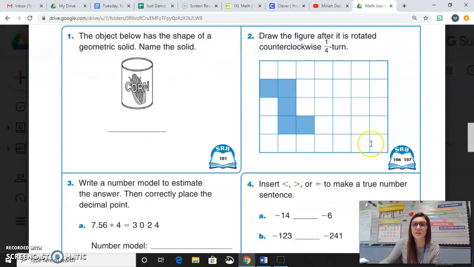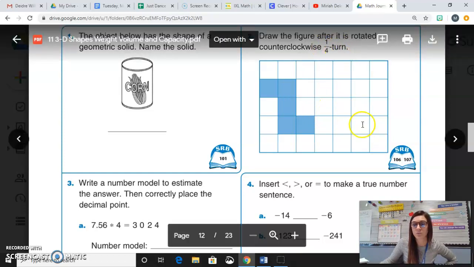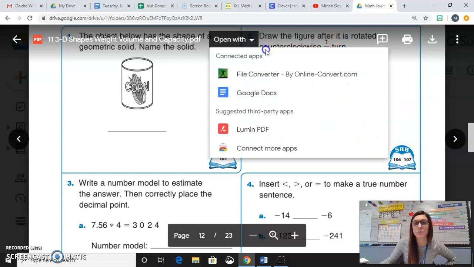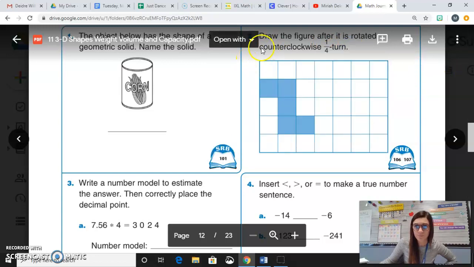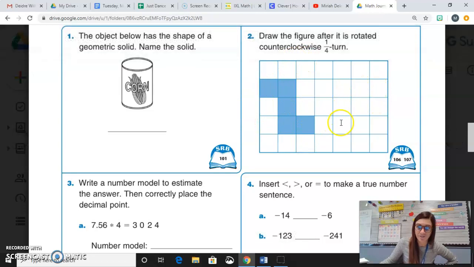Number 2, draw the figure after it's rotated counterclockwise. Okay, rotate means to turn. So some of you are going to go, okay, well, 1/4 turn to the right. No, because it says counterclockwise. Counterclockwise means the opposite way that the clock moves. So you're going to turn this a 4th turn to the left. So you're going to need to redraw this, but turn to the left 1/4 of a turn, 90 degrees.